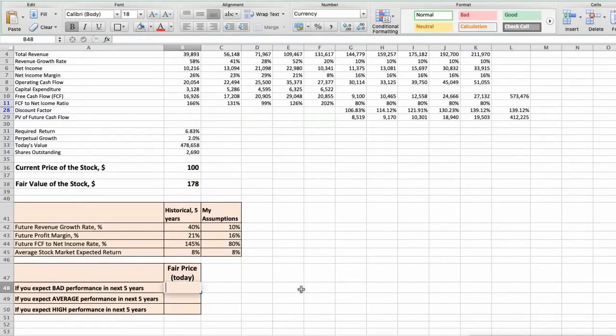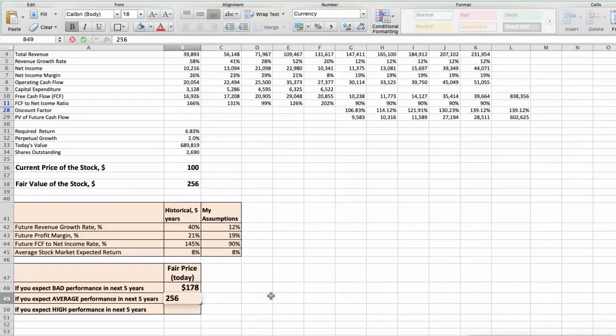Second scenario. Alibaba will have average performance in the next 5 years, and we will use the following parameters in our calculation. Future revenue growth rate would be average, 12%. Future profit margin would be average, 19%. Future free cash flow to net income rate would be average, 90%. In this case, the fair value of the stock today would be $256.